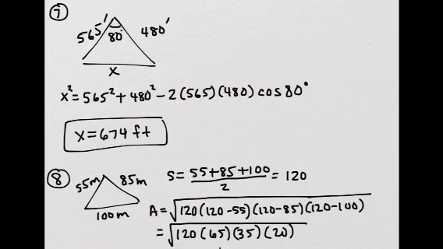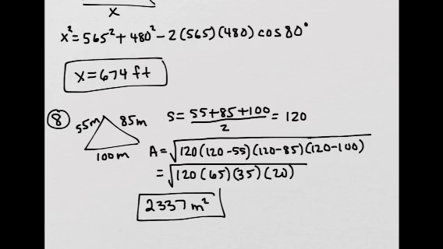For number 8, it's an area problem. They want you to find the area of the parcel given those dimensions. So first you have to find S, which is the semi-perimeter. So you take all 3 measurements, add them, divide by 2, you get 120, and then use Heron's formula. So it's S times S minus side 1 times S minus side 2 times S minus side 3. Multiply 4 numbers together and take the square root, and you end up with this.